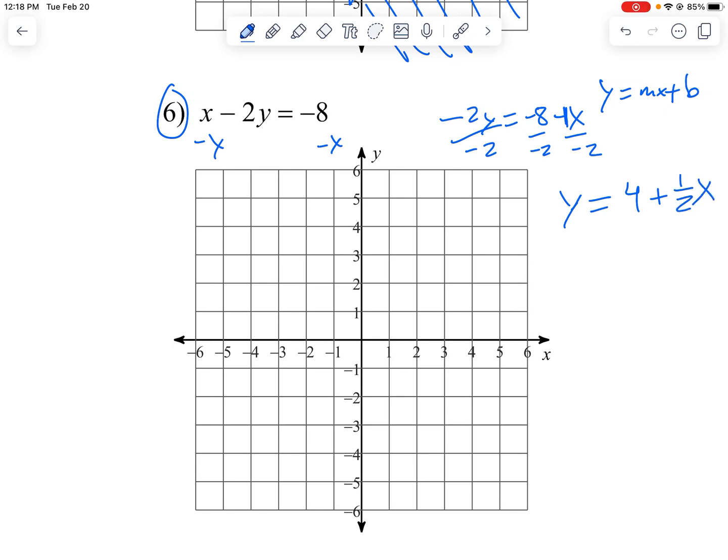It turns into a fraction. If it doesn't go evenly, just write the fraction, and then reduce it if you can. So we got this. This is almost in the same format. It's just in a flipped order, so it's b plus mx, which is fine.